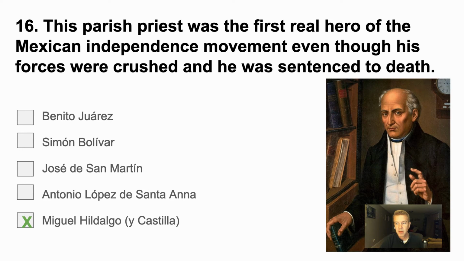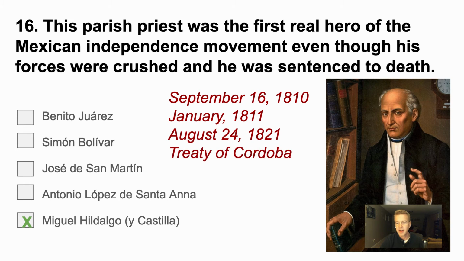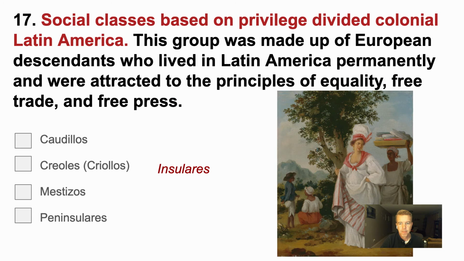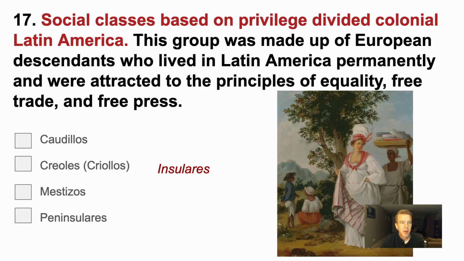This is him here. In September of 1810 is when they start the uprising. In January 1818, he's captured and executed. It's August 24th before they finally get their independence with the Treaty of Cordoba. But if you look again, that's 1821, much earlier, 40 years earlier than Cinco de Mayo.